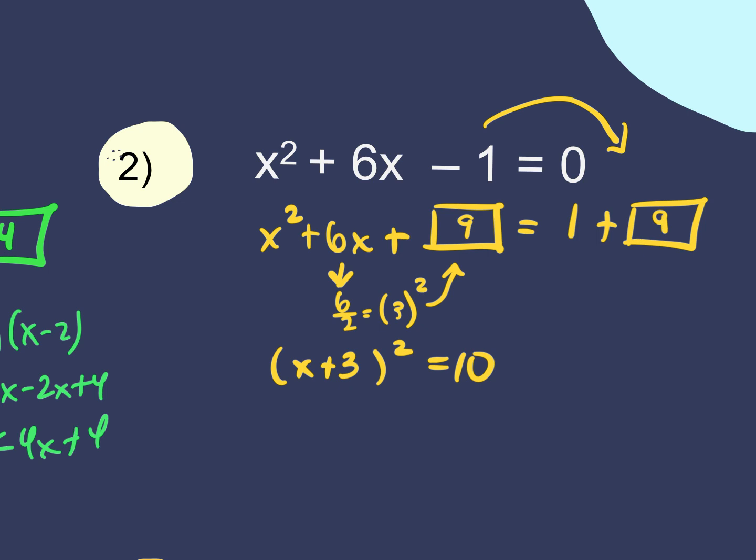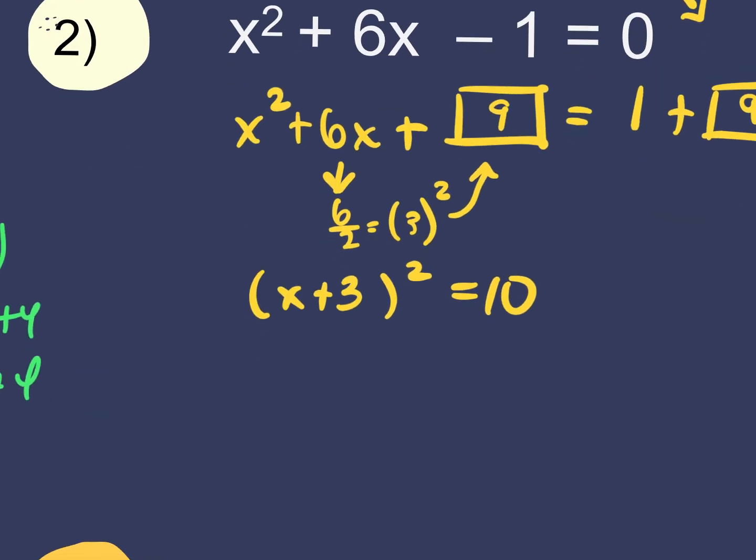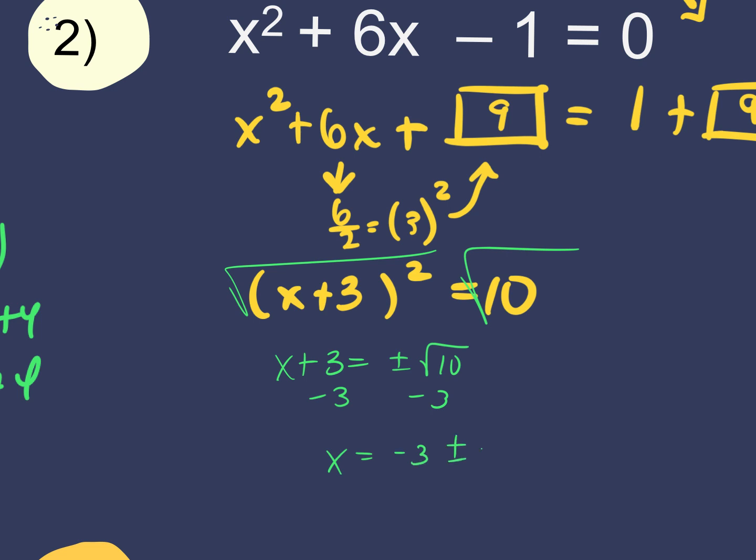And then we go about solving. What do I do? Take the square root. What goes in front of my square root? Yep, so plus or minus root 10. And then the last thing? Subtract 3. Perfect. So I have x equals negative 3 plus or minus the square root of 10. Can I break down square root of 10? No, just 2 and 5. That's not going to help us.